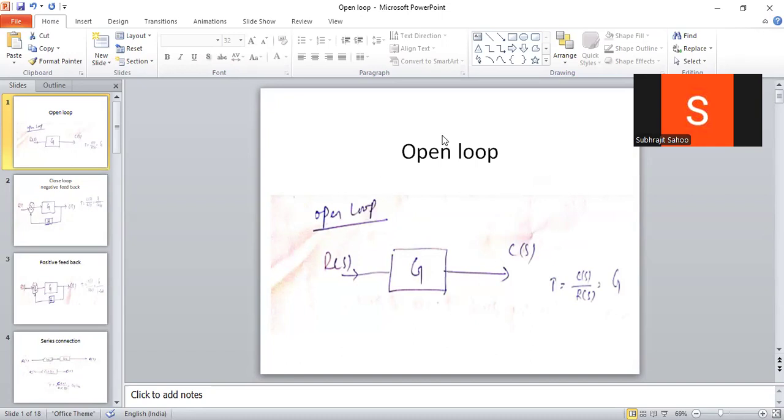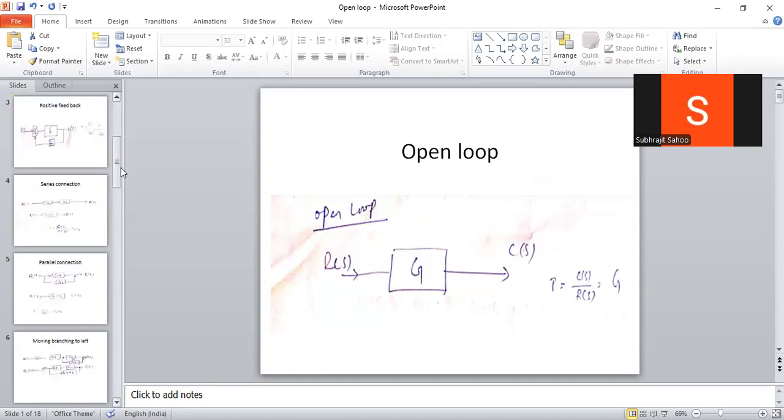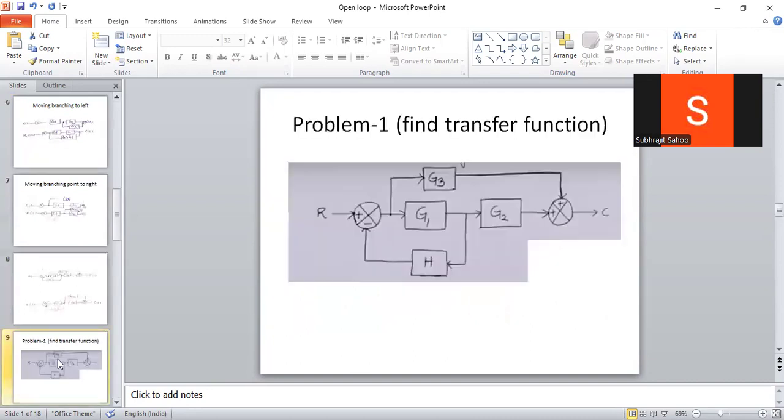So here I will solve two problems. The problem is to find the transfer functions. Like this, a block diagram will be given in the question, and you need to find the transfer function. Sir, what is a transfer function, and how do we find it? That is what I will discuss today in this video.